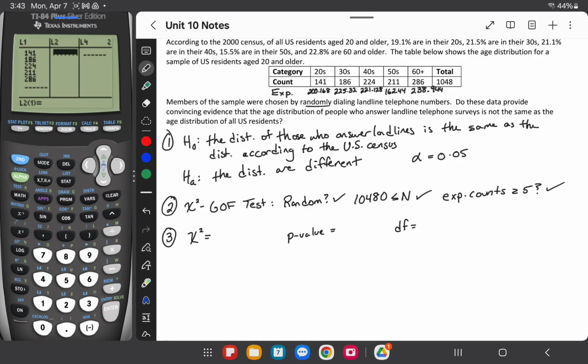This is where, in the future, if you want to save yourself a little bit of time, since you're going to need those expected counts anyways, it's sometimes easiest to just do that in list 2, because we're essentially going to be typing in exactly what we were doing in the first place, taking 1048 multiplied by 0.191 for that first value. And then that way you can just check them from your list 2 rather than having to type them in twice. In the future, just to save yourself a little bit of time, you might consider doing that next time.